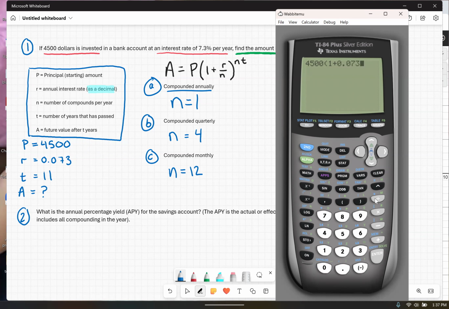0.073 divided by N. Now for parts A, B, and C, the only difference is we're using a different value for N. Compounded annually, I would type a 1. Compounded quarterly, I would type 4. And compounded monthly, I would type 12. So I'm going to start off with over 1 because that's annually. Close parentheses. Now I need to raise it to the power of N times T, right? 1 times 11. T is 11.